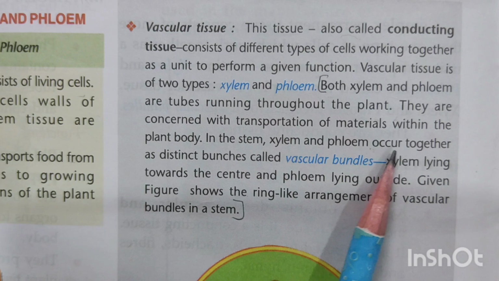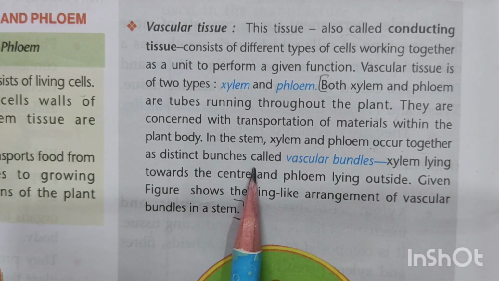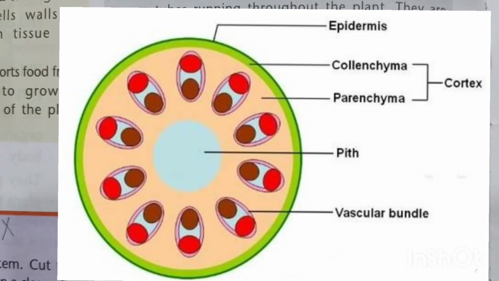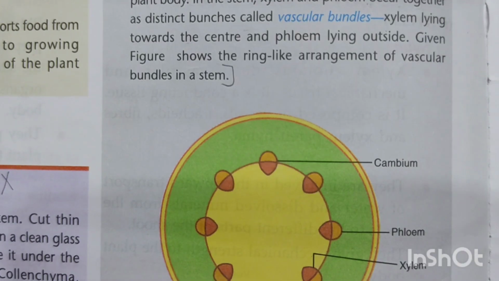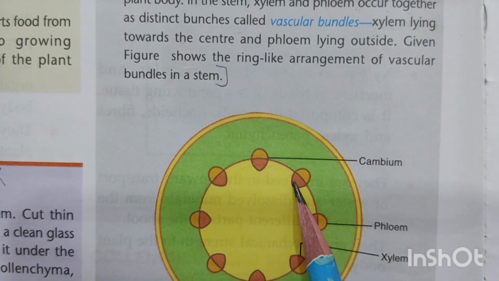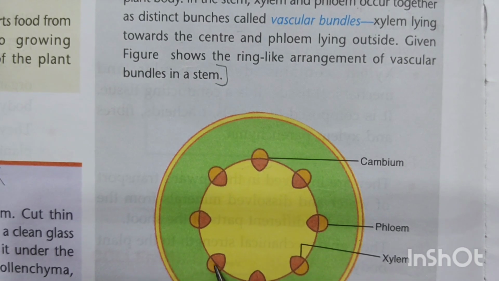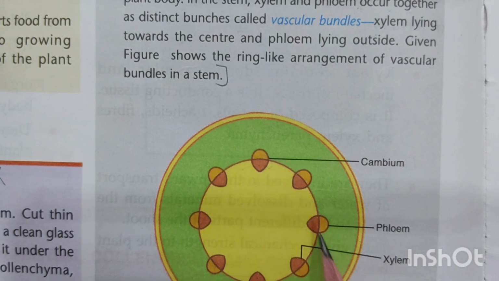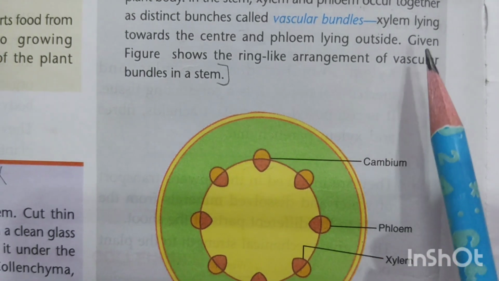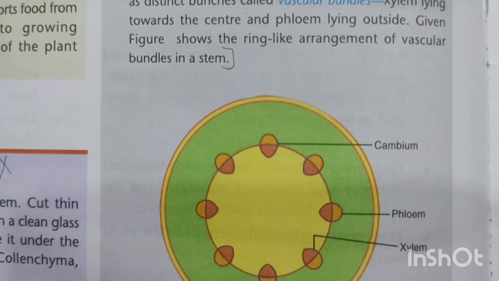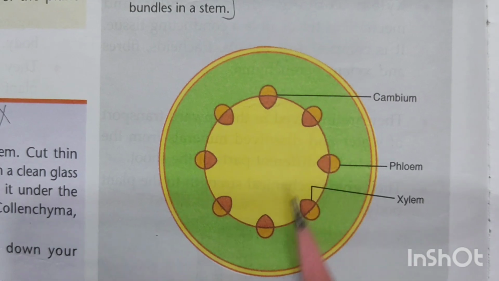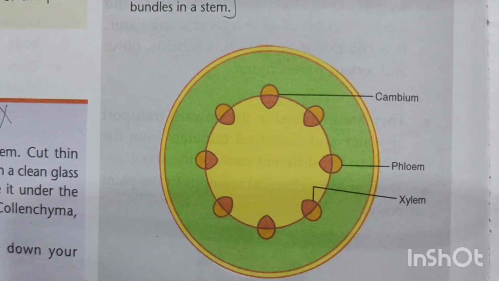In the stem, xylem and phloem occur together. And when they occur together, children, they are known as vascular bundles. Xylem lies towards the center and the phloem lies towards the outside. Now, in this picture, you can have a clear look, children. Towards the center is the xylem, which is concerned with transportation of water and minerals. And towards the outer side, towards the periphery, we have the phloem. The given figure is showing the ring-like arrangement of the vascular bundles in the stem. So this is how the vascular bundles are seen together in the stem when the cross section is cut.